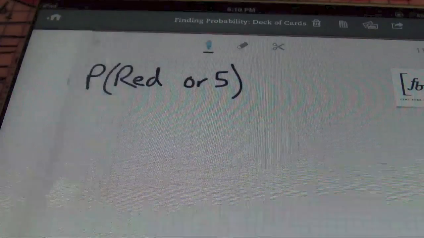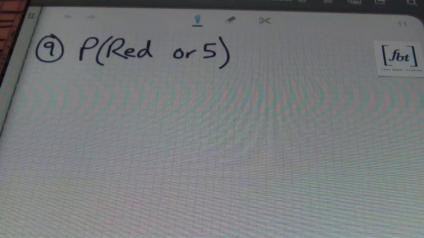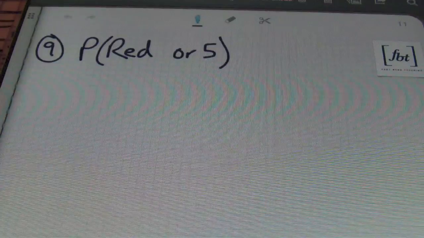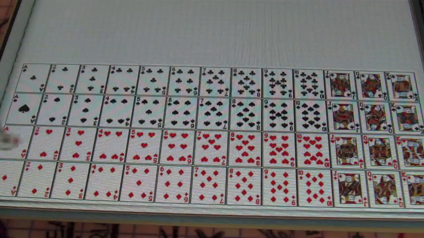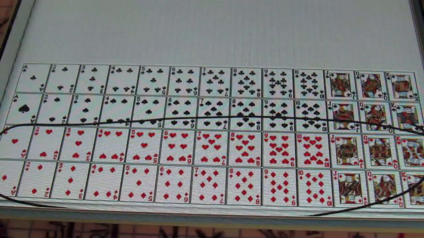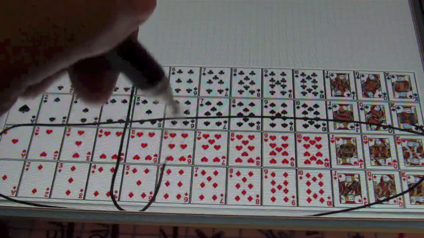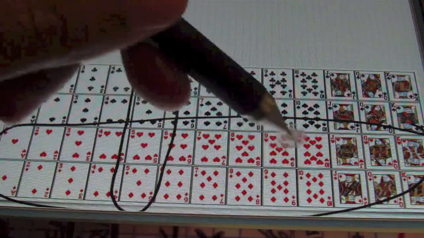All right. Next problem. In problem number 9, we have what is the probability of pulling out a red card or the number 5? Well, let's take a look at it here. We know that half of the cards here, ladies and gentlemen, are red, aren't they? Because we have 2 suits that are red, the hearts and the diamonds. So all of these are going to be included, and that's 26 red cards, right? In addition to that, I also want the number 5. So I have the number 5s right here. So remember, in that first grouping, I have those 26 red cards.